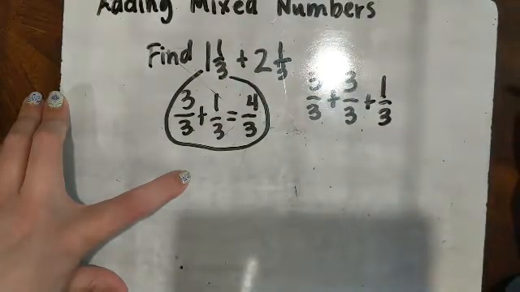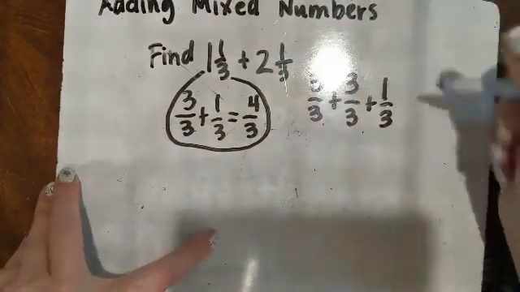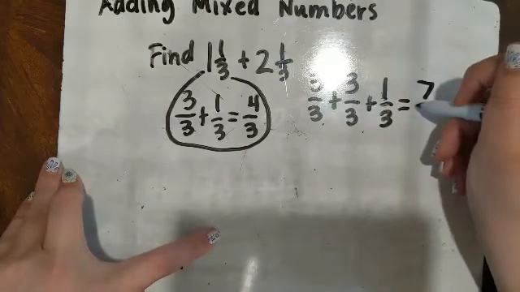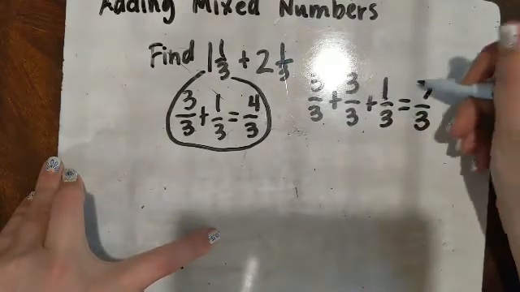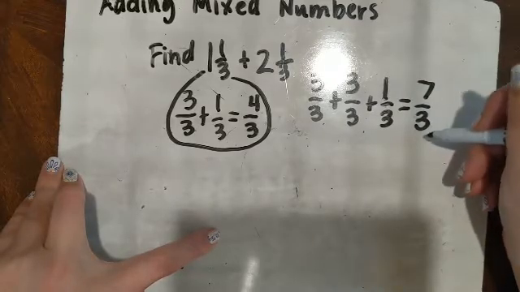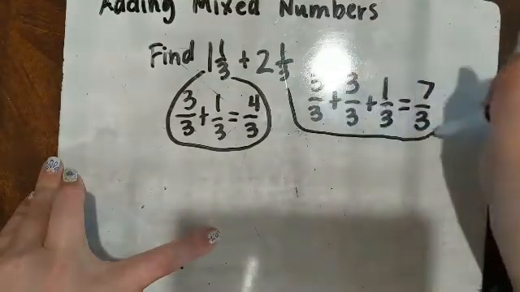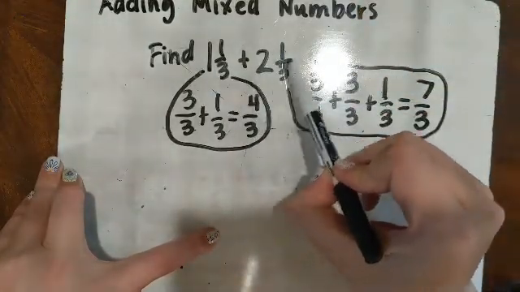All right, so all together we have 3/3, 3/3, and 1/3, which is 3, 3, and 1, 7 thirds. There's our improper fraction. The number in the numerator is greater than the number in the denominator. Okay, so what was our original problem though? Find 1 and 1/3 plus 2 and 1/3.